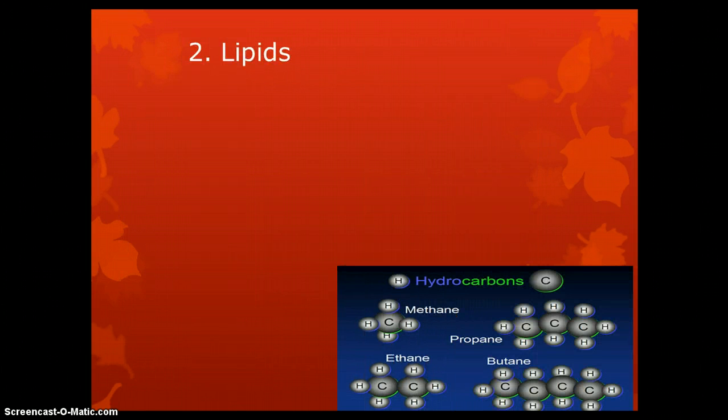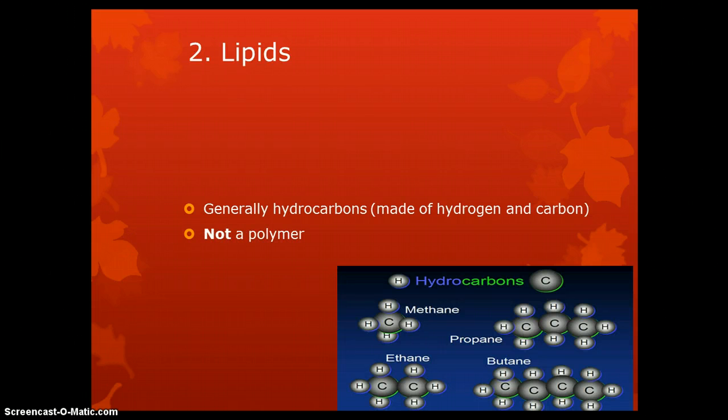The second class of macromolecules is lipids. They're the only macromolecule that's not considered a polymer. Lipids are generally made of mostly hydrogen and carbon. Because of this, they're not soluble in water like we saw in the solutions lab. Looking at the structure of some hydrocarbons, you can see why they're nonpolar. They have hydrogen atoms spread evenly around, so no one end has a partially positive or negative charge. In general, if molecules look symmetrical or the same on both sides, they're nonpolar.